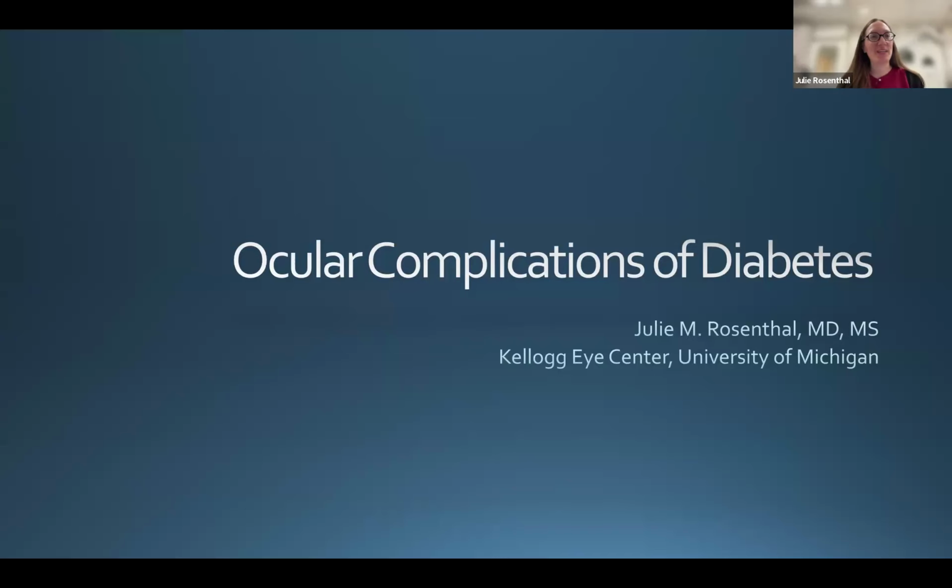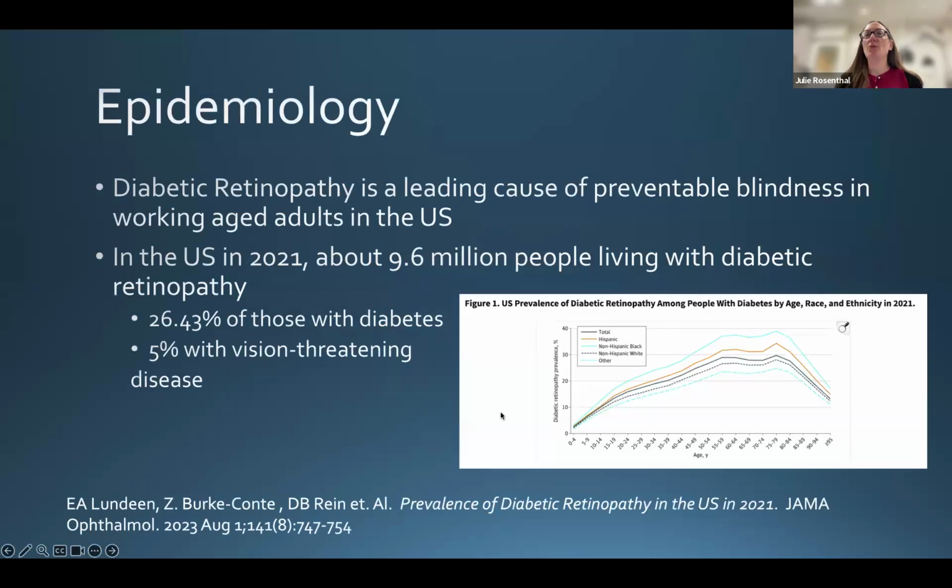Thank you for inviting me here. I'm excited to talk to you all about the ocular complications of diabetes. So a little bit more about the problem. Diabetic retinopathy is a big cause of preventable blindness in the US in working aged adults. That's why we think it's so important. One estimate put the number in 2021 at about 9.6 million people living with some form of diabetic retinopathy, which was about 26% of those with diabetes, and about 5% of people with diabetes have vision-threatening disease.